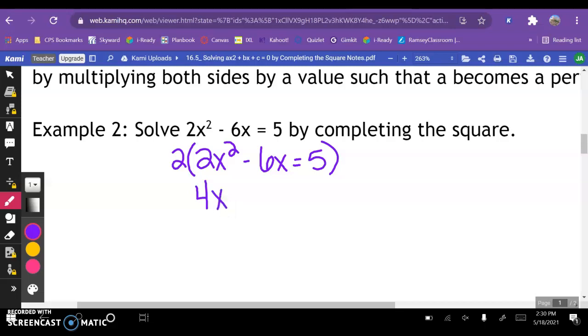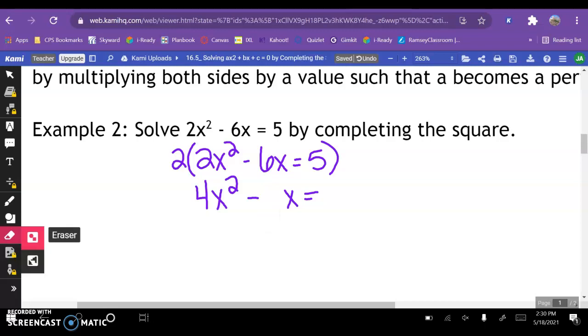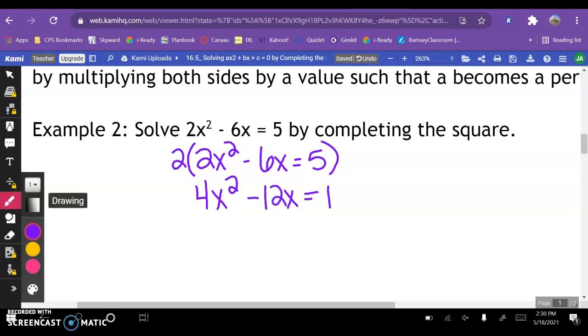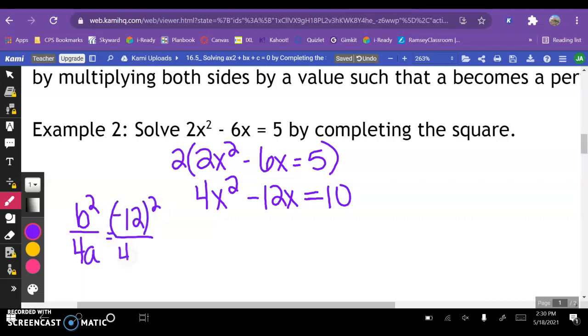So I would have 4x squared minus 6x, oops, not minus 6, it'd be minus 12x equals 10. And then we can do the b squared over 4a. So b is negative 12 and a is 4. So negative 12 squared is 144, and 4 times 4 is 16. And 144 divided by 16 gives us 9. So we're going to add that to both sides.